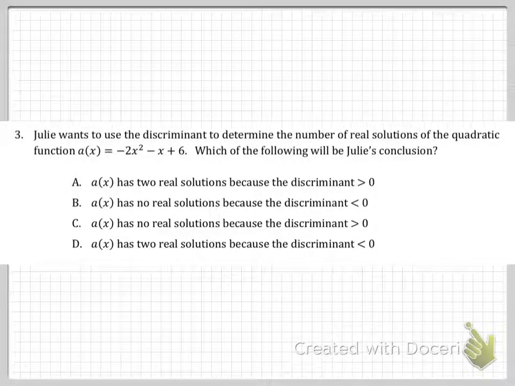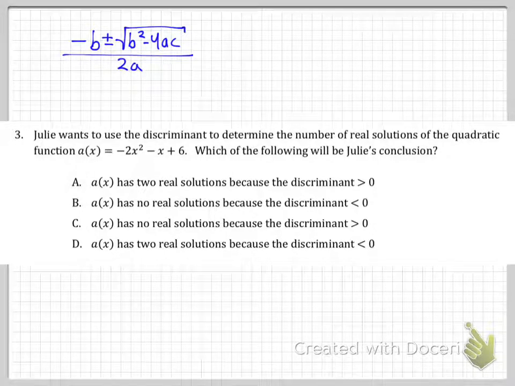We're doing practice benchmark 2 form D, and this is question number 3. Julie wants to use the discriminant to determine the number of real solutions of the quadratic function. Which of the following will be Julie's conclusion? First of all, you have to remember what the discriminant is, because this question is all about the discriminant.